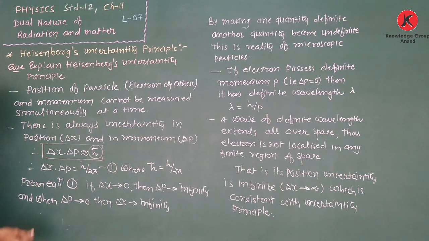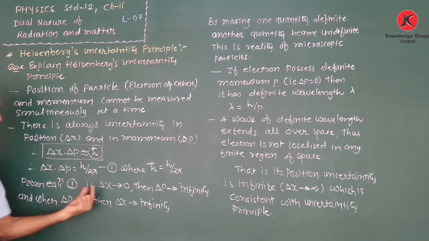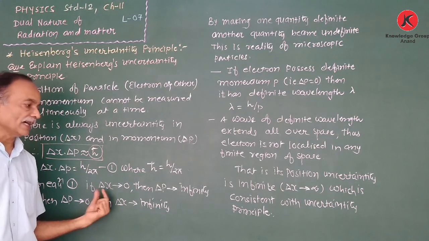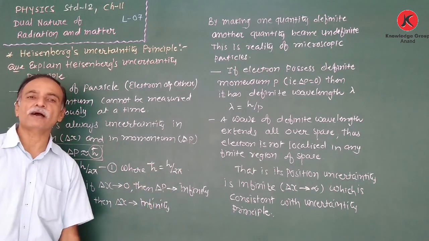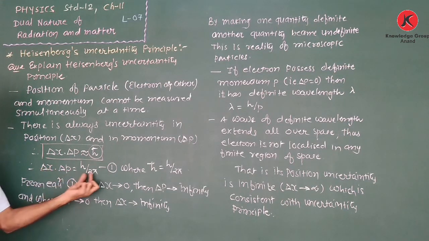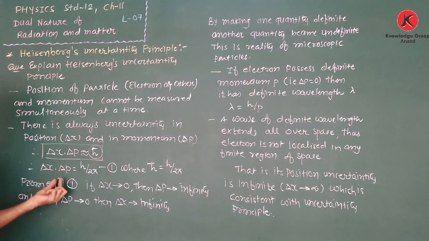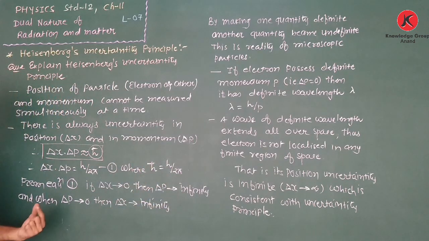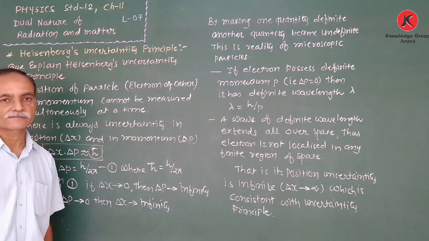So from this equation 1, if delta x is equal to 0, that means the uncertainty in position is 0, that means the position of the particle is fixed. At that time, delta p becomes infinite. As we take delta x equal to 0, this term is 0, therefore delta p is infinite. That means the change in momentum becomes infinite, and when delta p is infinite, then delta x becomes infinite.